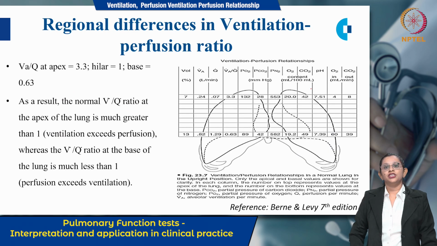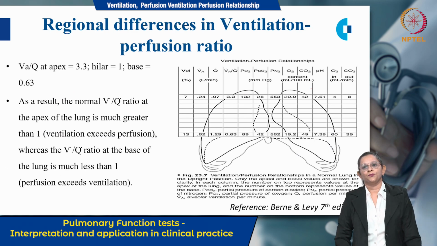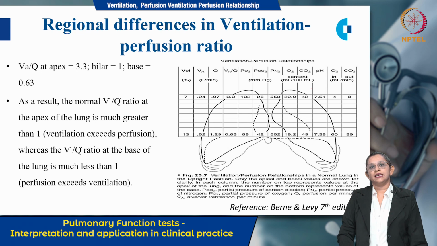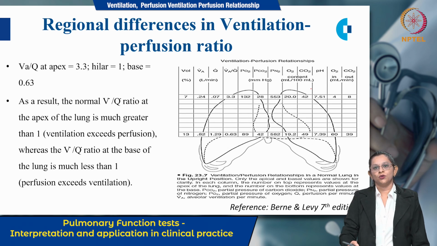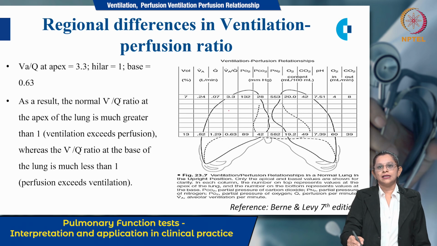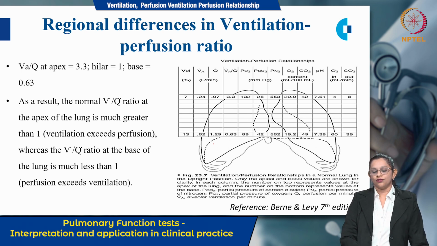Now, coming to the regional difference in the VA/Q ratio. There is a difference in ventilation and perfusion across the different zones of the lung, so is the ventilation perfusion ratio. We know that ventilation is maximum at the apex of the lung and perfusion is maximum at the base of the lungs. So, based on this, the VA/Q ratio is also noted.